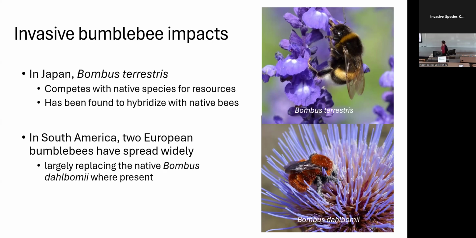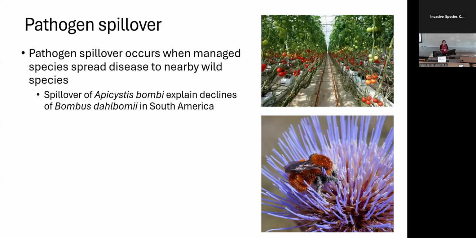And where they spread, there's only one native bumblebee in South America. It's this beautiful Bombus jalbalmi. And where the introduced species spread, the native species disappears. And in this case, we have some evidence that pathogen spillover may be playing a role. So what is this? Pathogen spillover occurs when managed species spread disease to nearby wild species. And in the case of South America, there's spillover of a pathogen called Apocystis bombi that seems likely to explain the declines of the native species.